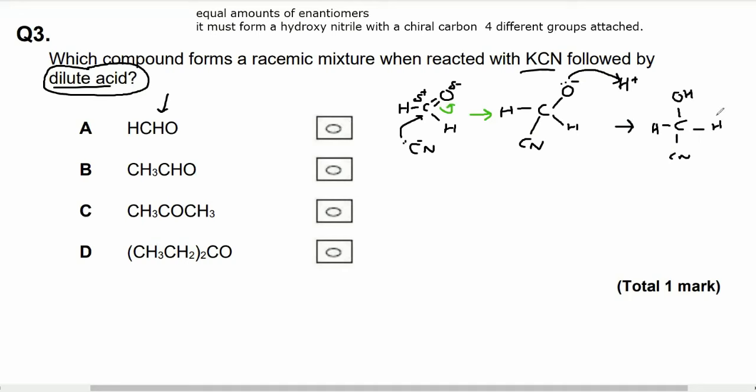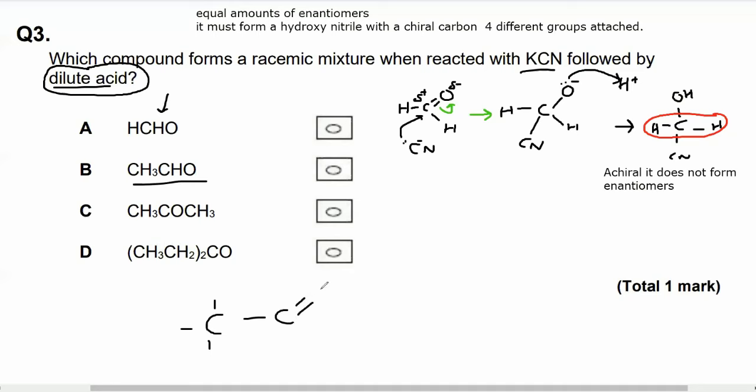So what product do we actually get? Well, we get this product here, which is a hydroxynitrile, but notice the carbon has 2 hydrogen atoms attached. What does that tell us? It's achiral. That means it's not a chiral molecule. It doesn't have 4 different groups attached to the carbon. So what does that mean? A can't be our answer.